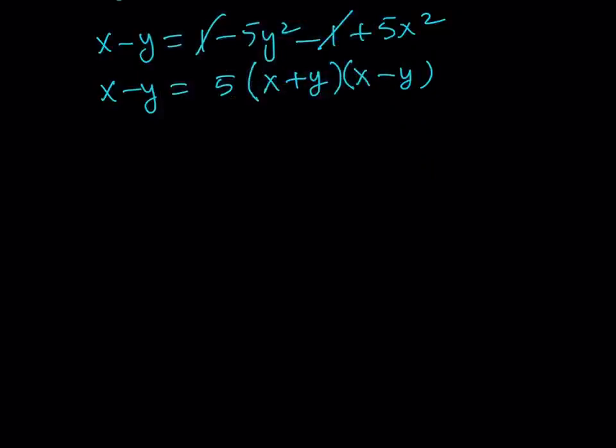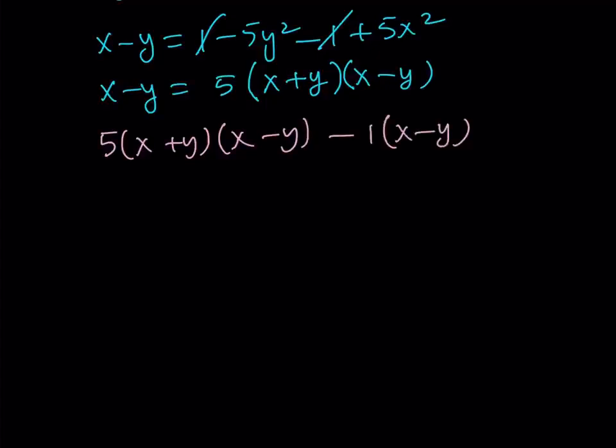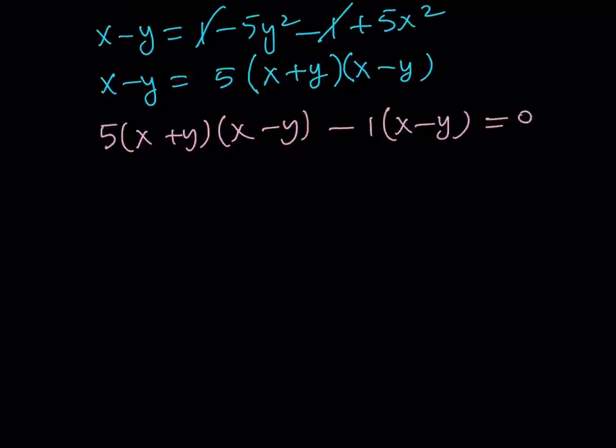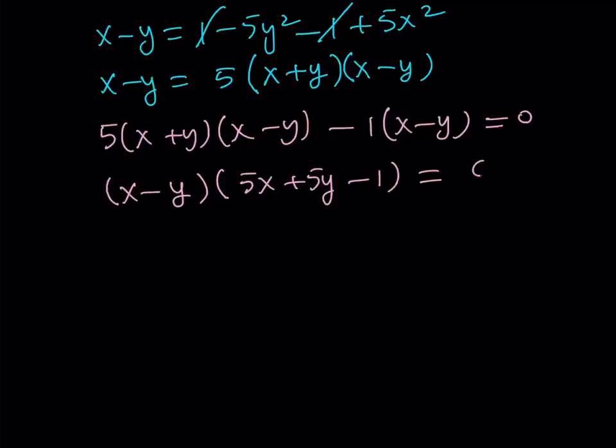Now, how am I going to proceed? Well, I have x - y on both sides. One of the biggest mistakes that people make is crossing these out. Do not cross them out because you lose roots. So put everything on the same side. Let's go ahead and subtract x - y from both sides, but notice that there's a 1 in front of it. So let's subtract like this and set it equal to 0. Now I'm going to factor out x - y here, and then I'm going to have 5x + 5y - 1 = 0.